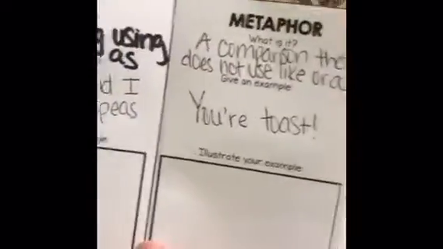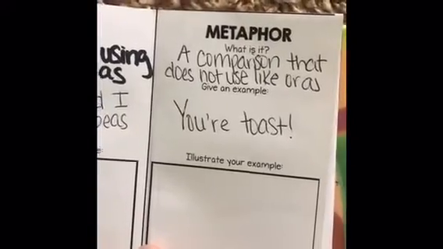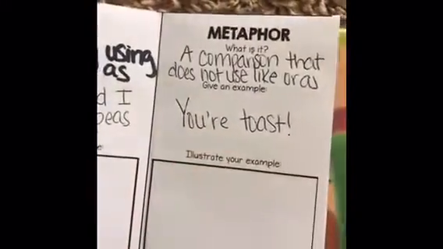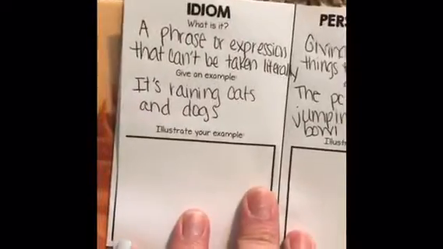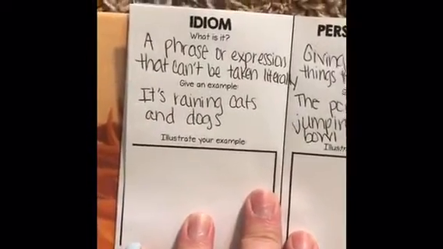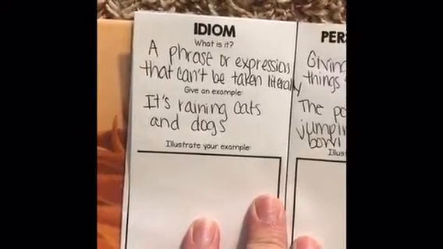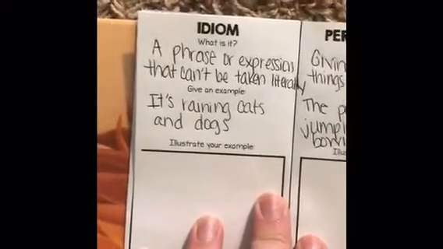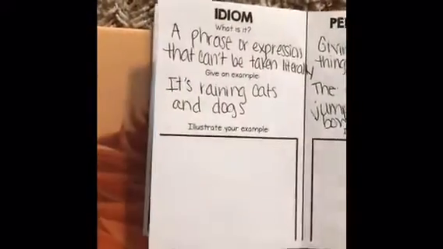The next one is a metaphor. A metaphor is a comparison that doesn't use like or as. So for my example, I said, "You're toast." And right here, I could have drawn a picture of some toast maybe. Next, we have an idiom, which is a phrase or expression that can't be taken literally. So an example would be, "It's raining cats and dogs." It's an expression people use, but it's not literally happening. And then here, I could have drawn a picture of some cats and dogs raining from the sky.